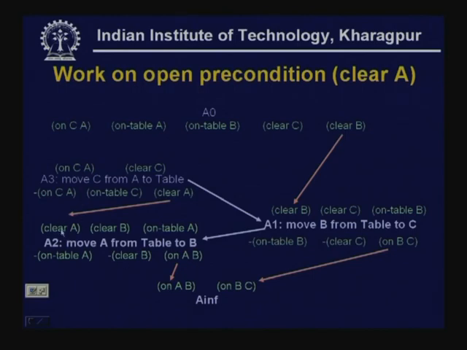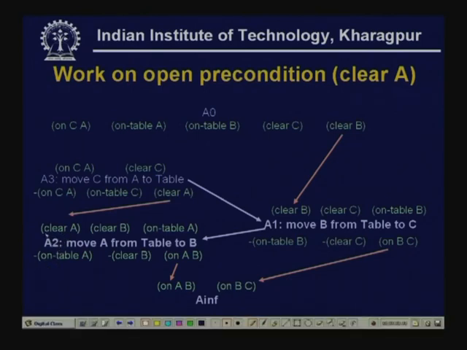Now, we pick up the open precondition clear A, which is required by A2. Now, we introduce an action A3 that achieves clear A. What is the action A3? Move C from A to table. So, if you move C from A to table, then A becomes clear. The other effects are not on CA, on table C and clear A, and the preconditions are on CA and clear C. So, this is another step A3.